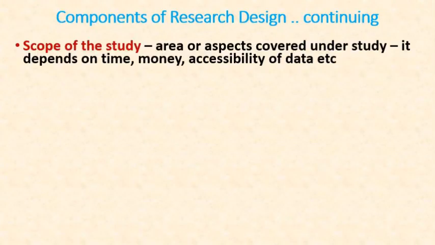Next, scope of the study. That means the area or aspects covered under study. The research design has to specify the area or aspects to be included in the study and the area or aspects that are not required for the study. While determining the scope of the study, the researcher has to consider the availability of time, money, accessibility of data, etc. So the scope of the study depends on time, money, accessibility of data, etc.